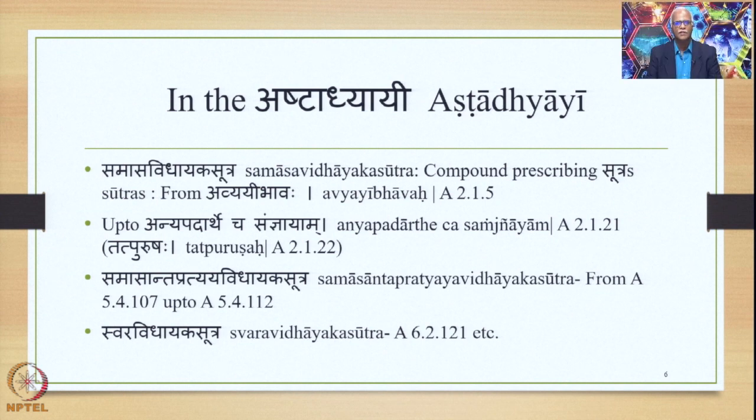We say that in the Ashtadhyayi, avyayībhāva samasa is treated at different places. In general, in the Ashtadhyayi 2.1 and 2.2, we find the sutras prescribing the compound. In specifics, the sutras prescribing the avyayībhāva compound, avyayībhāva samasa vidhāyaka sutras, are found in 2.1 from 2.1.5 up to 2.1.21. 2.1.5 is avyayībhāvaha and 2.1.21 is anyapadārthecha saudhnyāyām.